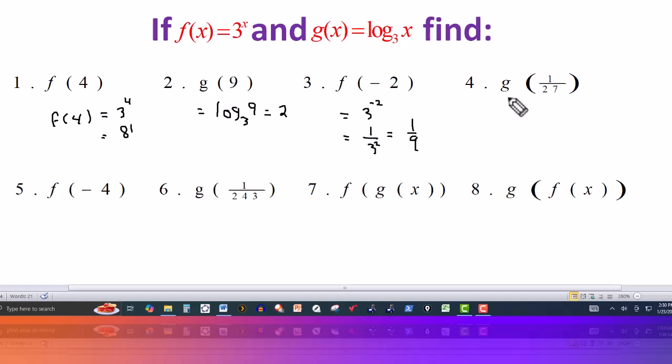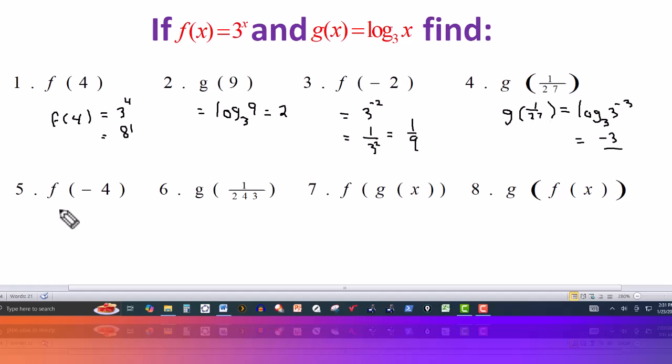The next one, back to the g function, g of 1 over 27. So evaluate the g function at 1 over 27. That would be the log of 1 over 27. But I can write 1 over 27 as 3 to the negative 3. So this base is 3, this base is 3, the answer is negative 3. Or we could ask, 3 to the negative 3 equals 3 to what power? Negative 3. So the log of 1 over 27 is negative 3.